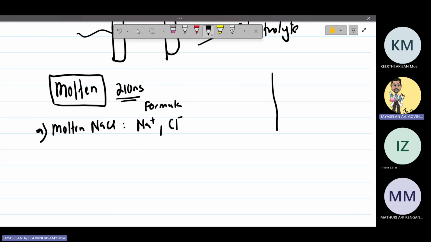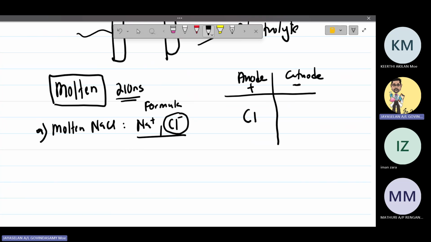Then after that, you draw a box like this. For electrolysis, you draw a box like this. You put anode, positive terminal, and cathode, negative terminal. Can you understand? Then move the ions. These 2 ions move to the anode and cathode. Anode attracts anion, so you put this ion here. The positive ion, which is cation, you put at the cathode. Any question?